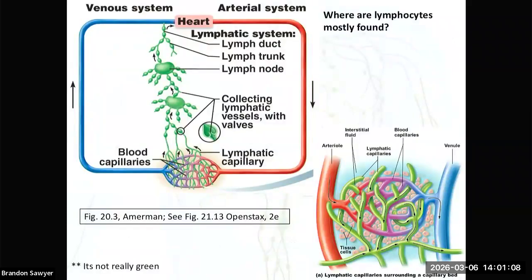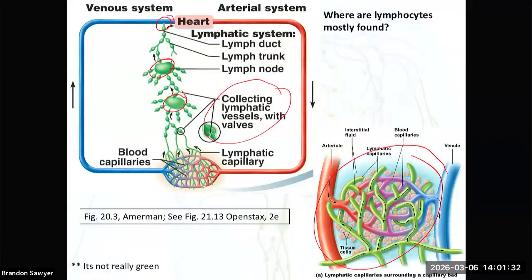All right. So this is kind of what it looks like. We can see where those lymphatic capillaries are. They're woven all throughout our regular capillary beds. And then we can see that those connect to these big collecting lymphatic vessels. And then we can see some lymph nodes along the way. We'll talk about those in a second. And those are eventually going to dump back into the venous system.